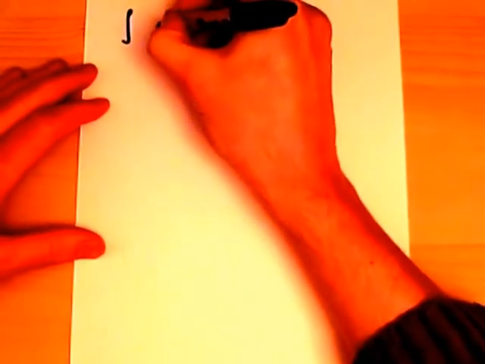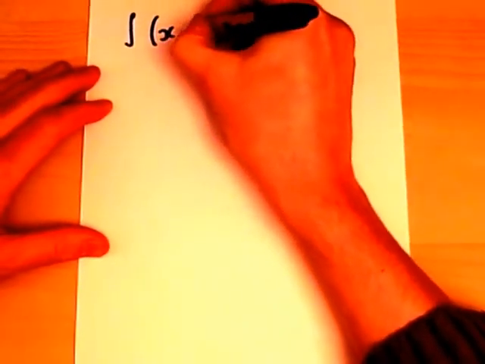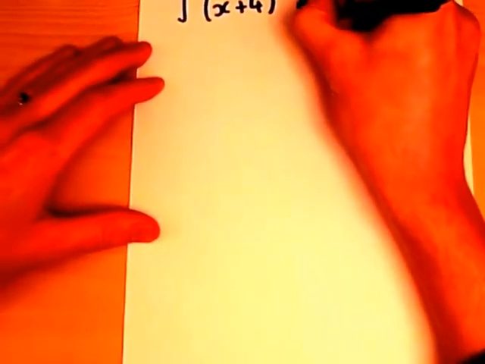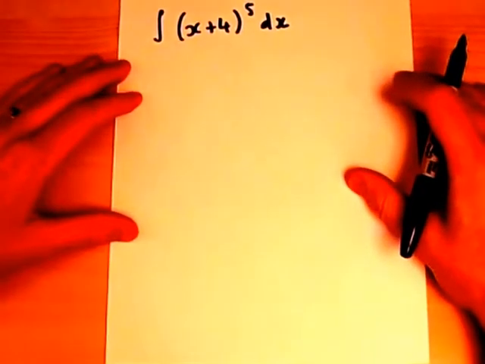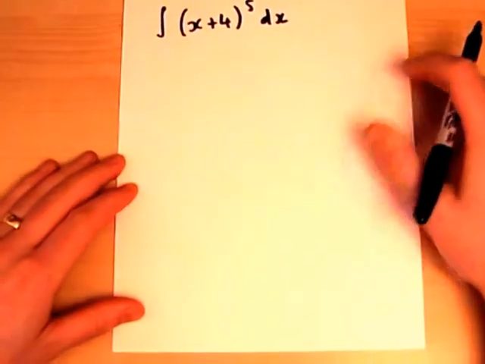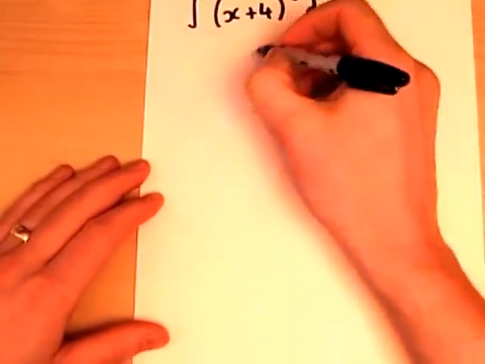Integration by substitution. So let's take an integral that we might want to do. For example, the integral of (x + 4)^5 with respect to x. Now, we already know how to find the integral of something to the power 5.